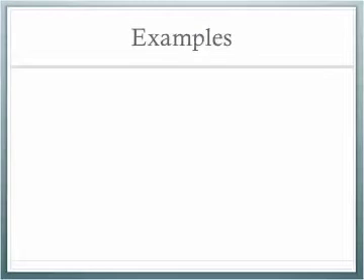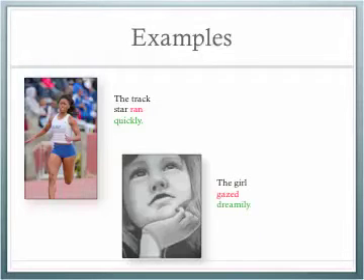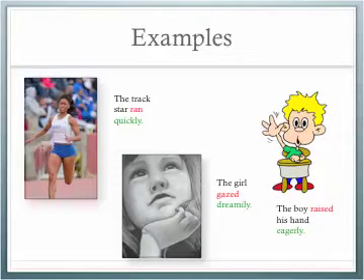So, here are some examples. The track star ran quickly. The verb in question there is ran. How did she run? She ran quickly. The girl gazed dreamily. How did she gaze? She gazed dreamily. And the boy raised his hand eagerly. Raised is the verb. Eagerly is the adverb.